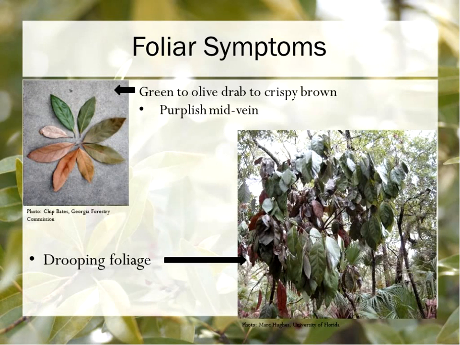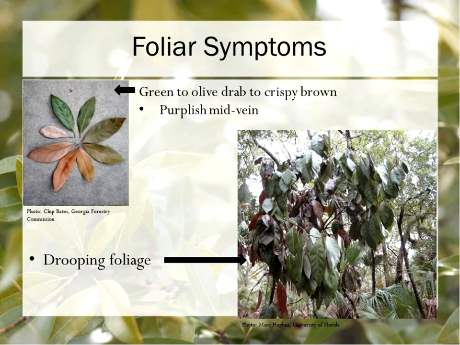So foliar symptoms. One of the first things you'll see is this transition from green to brown, and it goes through many stages, from green to olive. Sometimes there's a little bit of a purplish shade in there, especially in the mid vein, right there, you might be able to see it. And then you end up with these brown, crispy leaves all over the whole canopy.